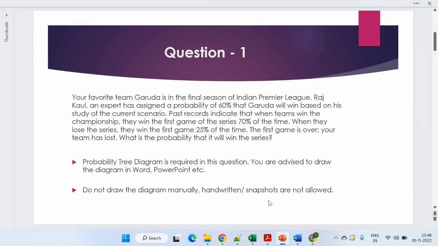Now, if we talk about this question, it seems to be a little bit tricky. There are 60%, 75%, 25%. So let's understand this particular question one by one. The probability of 60% is that Garuda will win the match in the current scenario, right? Then the past records. If we talk about the past records, when a team wins the championship, there are two scenarios: one is winning the championship, and the second is losing the championship, right?